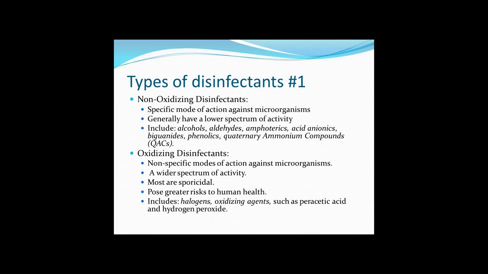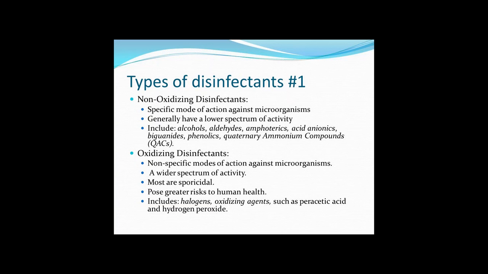Now, there are various ways to categorize disinfectants, and different books will direct you in different ways, but generally one way of doing so is to divide disinfectants into non-oxidizing disinfectants and oxidizing disinfectants. Non-oxidizing disinfectants tend to have quite specific modes of action against microorganisms, so they will target one part of the cell. They generally have a narrower spectrum of activity, so they might be more effective against gram-negative bacteria than against gram-positive, for example. In this group, you find things like alcohols, aldehydes, amphoterics, acid anionics, biguanides, phenolics, quaternary ammonium compounds, and so on.